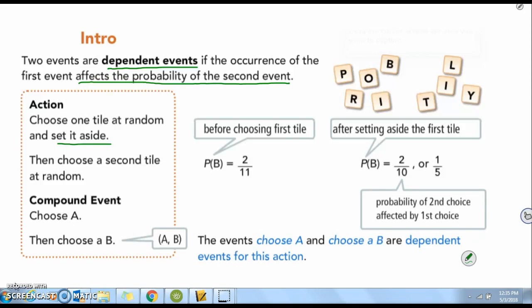So our compound event, choose A, then choose B. Before choosing the first tile, the probability of choosing B is 2 over 11. After setting aside the first tile, the probability of choosing B is 2 over 10. The probability of the second choice is affected by the first choice. Since we selected the tile and set it aside, we had 1 less tile. So now we have 10 total tiles instead of 11, but out of those 10, we still have the 2 B's. The events choose A and choose B are dependent events for this action. Remember, dependent events affect one another.